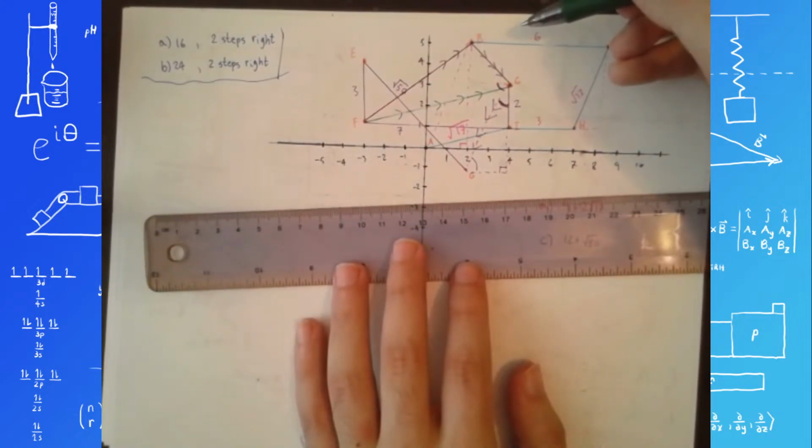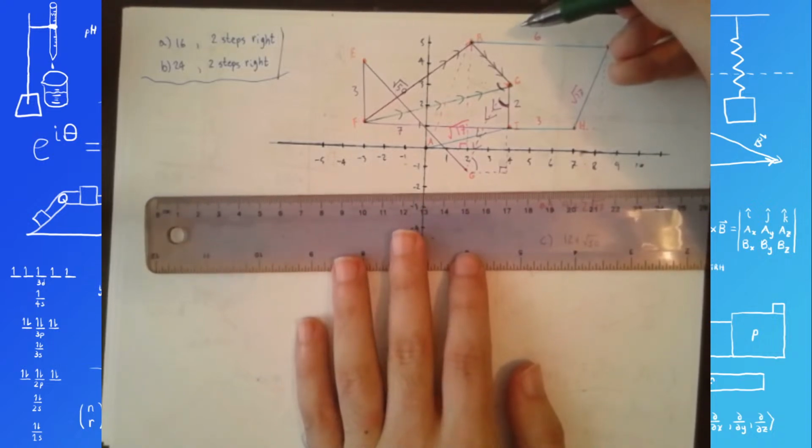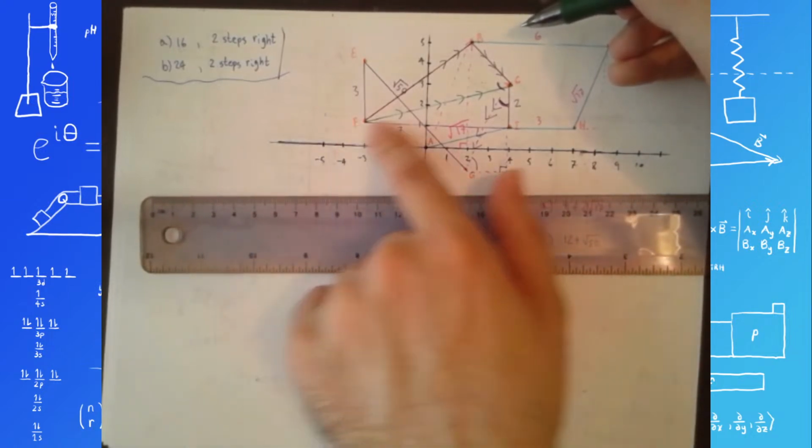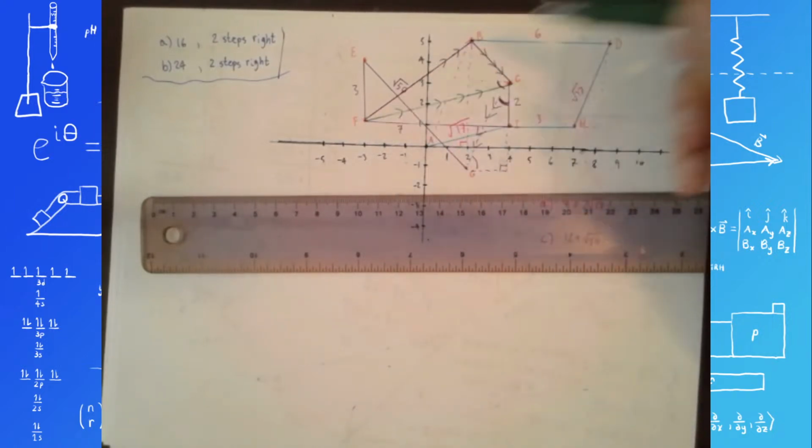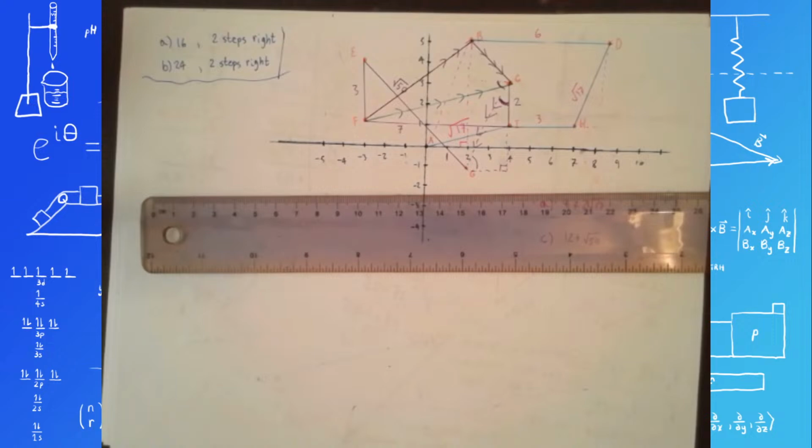And you would add those components and get an overall displacement of 7 to the right and 2 up, which is the same as the displacement from F to C. So F to B plus B to C equals F to C in terms of displacement. Yeah, that was the point that I was trying to get at with this assignment.